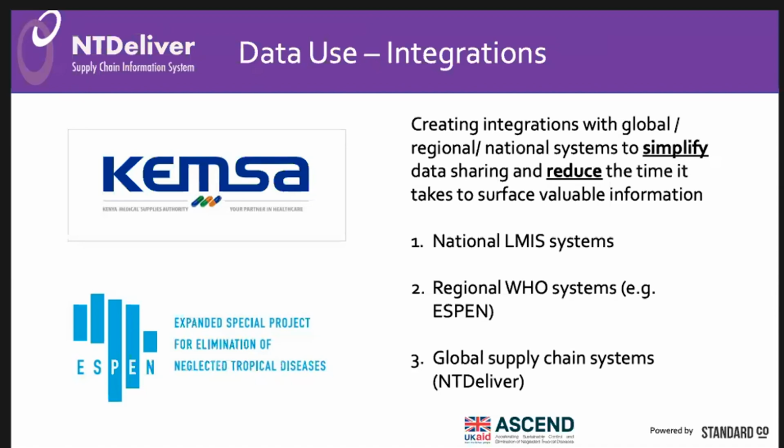One, integrate the data back up to the national LMIS system, which is something we will be discussing with KEMSA. Two, integrate that with the regional WHO system, and in this case that would be ESPEN. ESPEN is the primary data hub for ESPEN countries in the Afro region, and there's opportunity to share this data with the supply chain team at ESPEN. And last but not least, the global supply chain systems, which is NT-Deliver. All of these three pillars would allow us to share the same single data points with multiple systems so that the data is unified across all of these platforms, ultimately saving people a lot of manual effort and getting better quality data to people. That's our presentation.